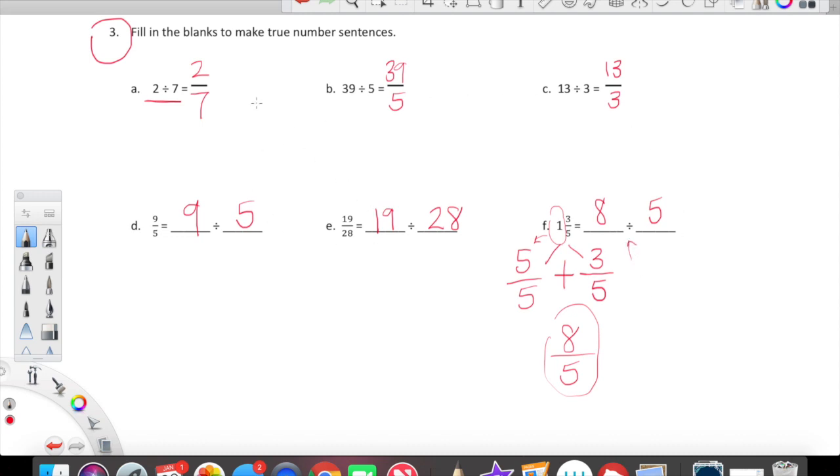So big takeaway here. I need you to know and think about and be prepared to practice this tomorrow. All division expressions can be rewritten as fractions. Whoa. All fractions can be rewritten as division expressions. That fraction bar can be replaced with a division sign. It's pretty cool when you think about it. Cannot wait to practice this with you guys tomorrow.